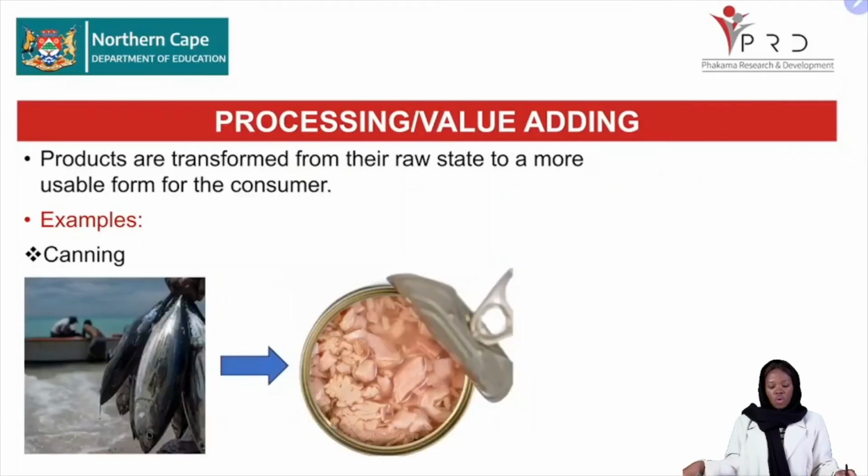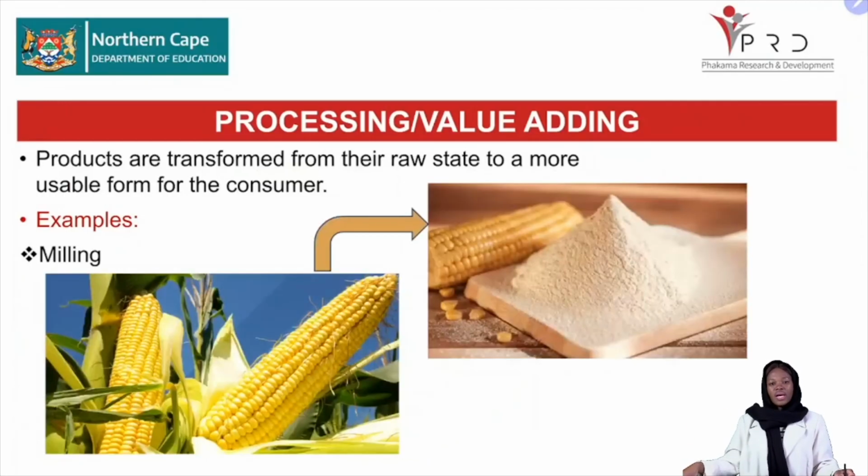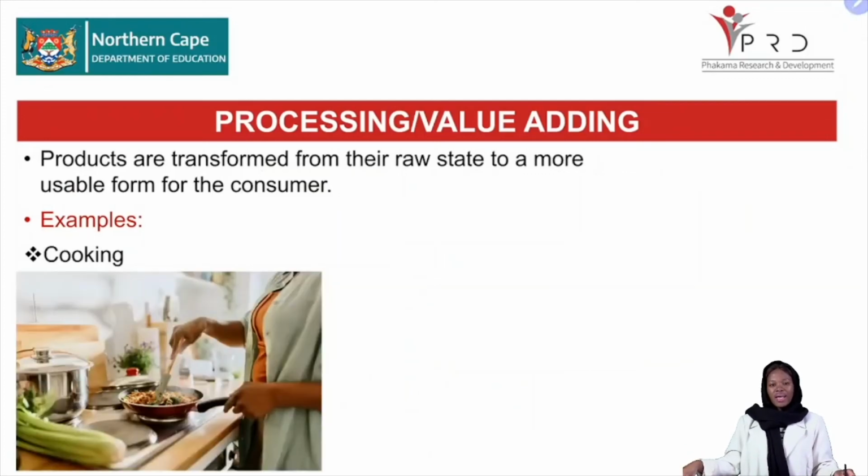Another form of processing, we can name canning, where we can take fish and can it to form tuna. That is another way of processing, right? Another way of processing, we can name milling, where we can change maize into maize meal, as shown by the picture. So these are the examples of processing. And the last one is cooking, where we can cook our fruits before canning them. Right? So these are our examples of processing.